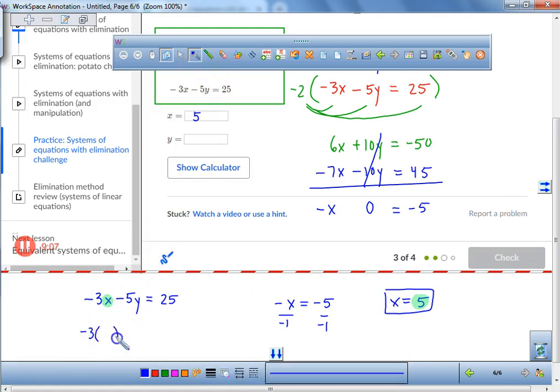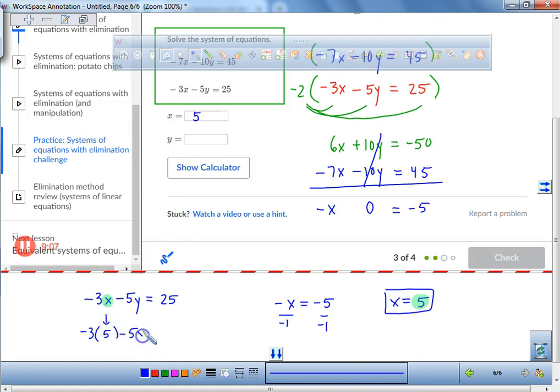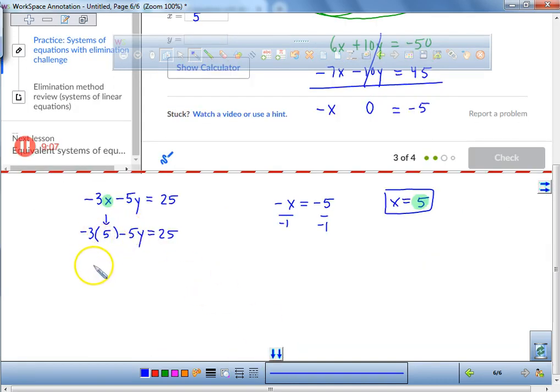So negative 3, parentheses, what am I plugging in? I'm plugging in a 5. All right, here we go. Negative 3 times 5 is negative 15. Now we're just going to solve for y. What do we have to add to both sides? 15. Add 15. Good. These zero out. What am I left with? Negative 5y equals a total of 40.